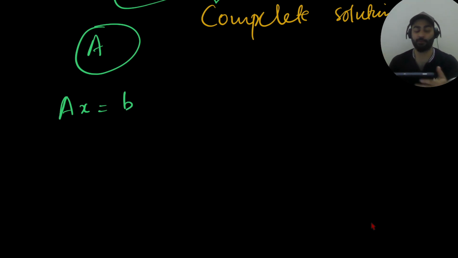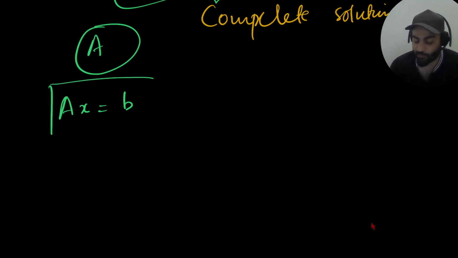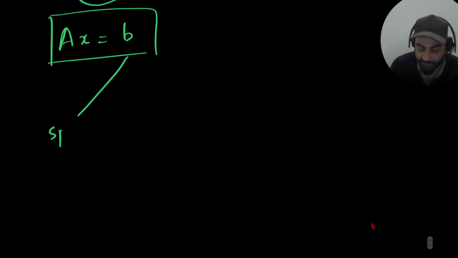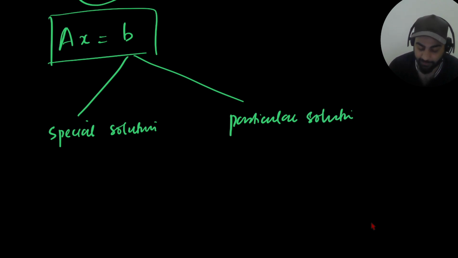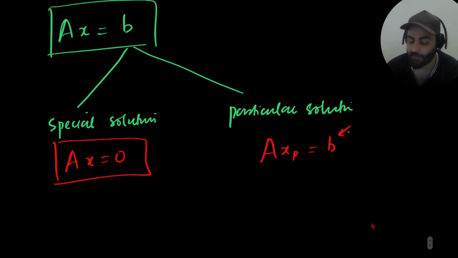I think we have 10 minutes left, so I'll just wrap things up quickly. The thing that we discussed in this lecture is, we were trying to solve this. For this, we said we'll break it into two things. We'll find a special solution and we'll find a particular solution. The special solution is AX equal to 0. Then we'll find some A xp equal to, let's suppose, b. We'll find one particular solution for this b. So this is our particular solution.